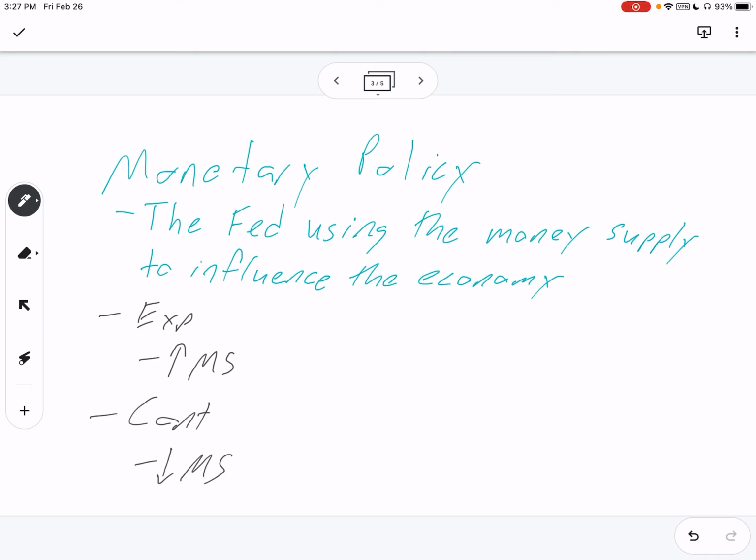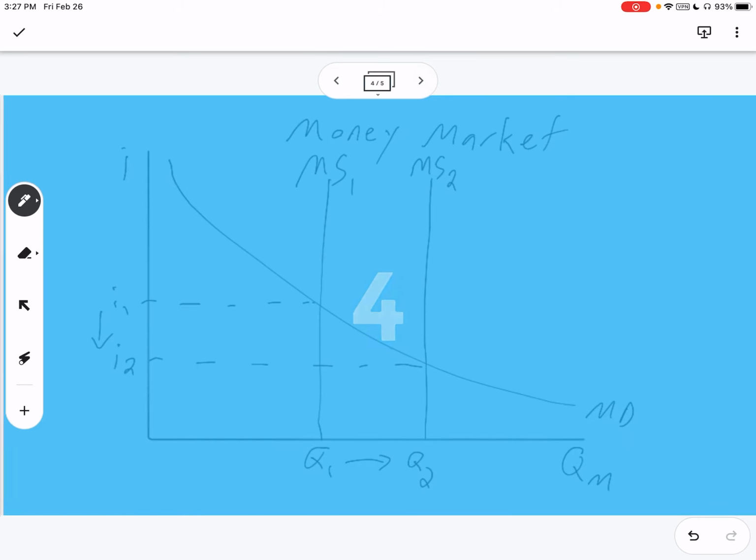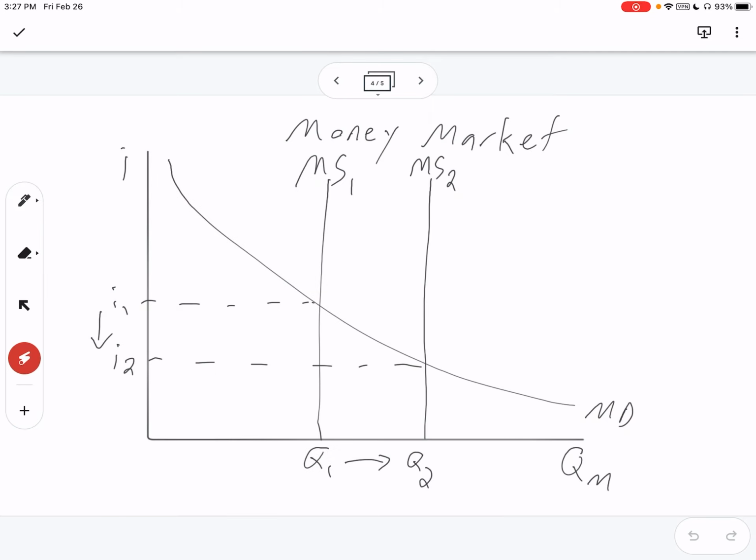Okay, so you can do fiscal policy, which is going to be the federal government using taxing and spending to influence the economy. We can also have monetary policy, which is where the Federal Reserve, not the government, but the central bank, the Federal Reserve, will use the money supply to influence the economy. Because when you manipulate the money supply, you can manipulate interest rates. Where you can raise them or lower them, which will affect spending within the economy.